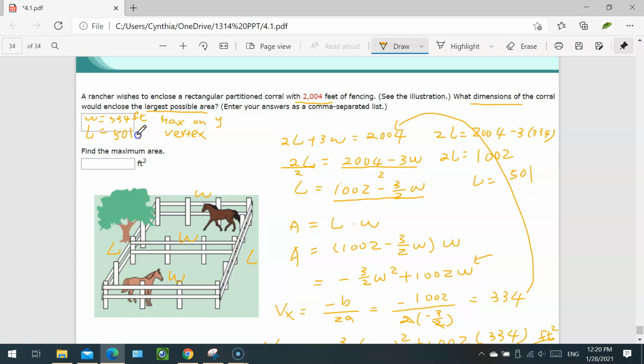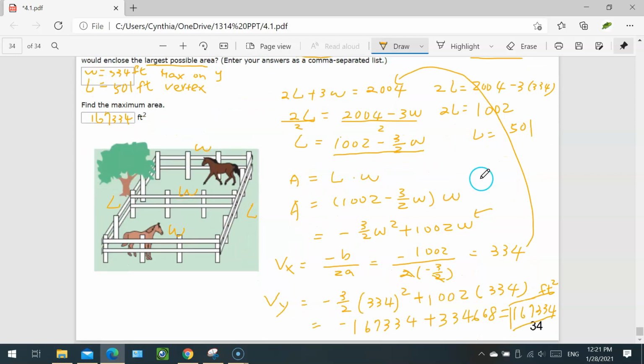feet. And from your web assignment, your numbers will be different from mine. So this is just an idea to show you how to work on this type of question. And then the largest area is 167,334 feet squared. Okay, so you need to start from the perimeter here. You have 3w plus 2l, and then from there you rewrite the equation, getting l equal to a w equation, or you can put w equal to an l equation, which is fine.